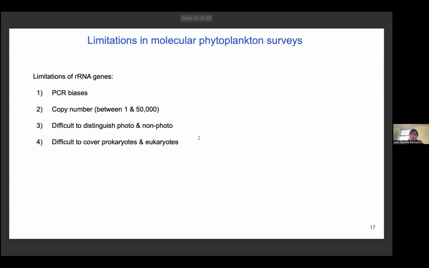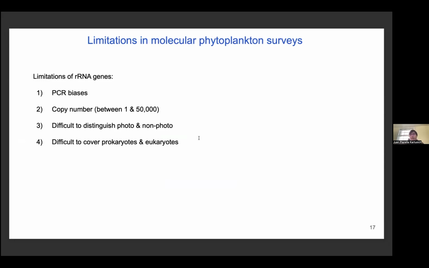So let me explain it a bit better. Molecular surveys of phytoplankton are usually carried out targeting the genes coding for the ribosomal RNA.